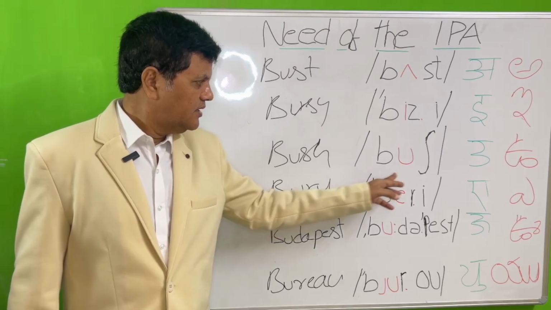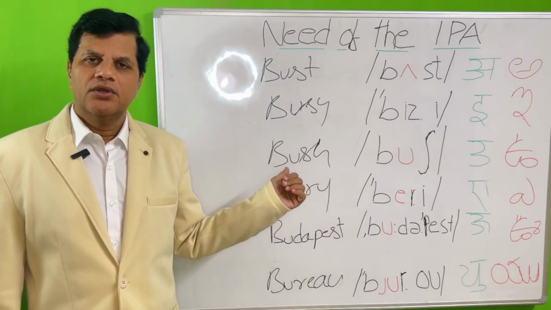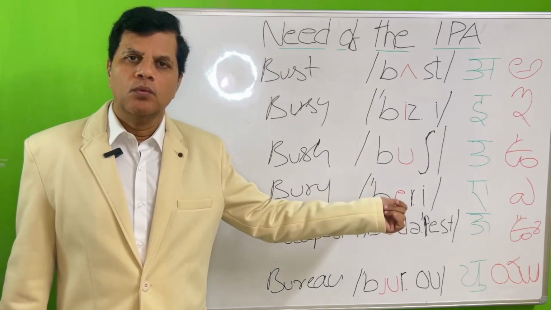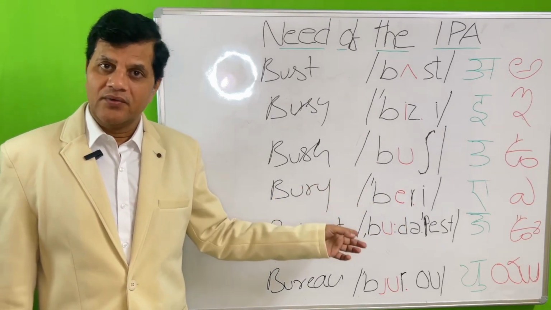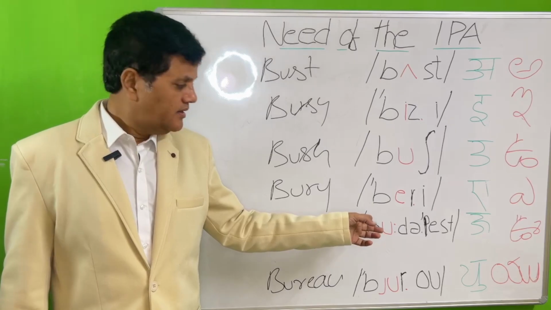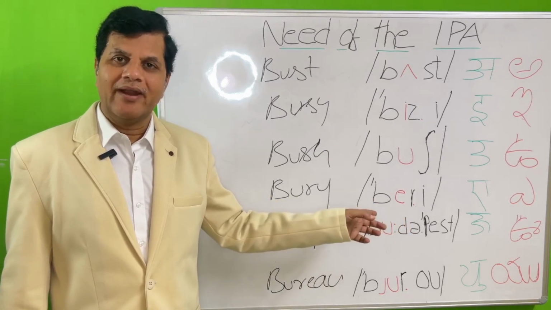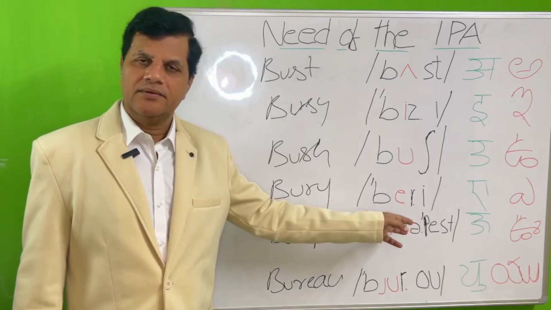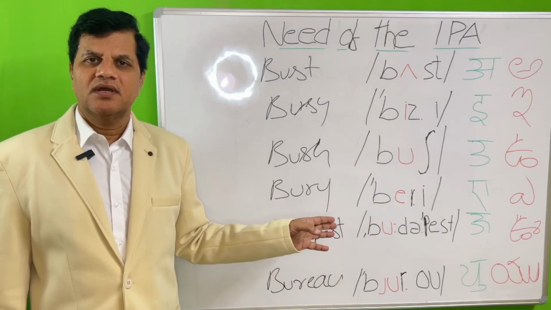BUSH. Monosyllabic. So bush. So here U became U. After that BURY. This is berry. This is also two-syllabic. Berry. Berry. Okay. So here the U has taken the sound of A.